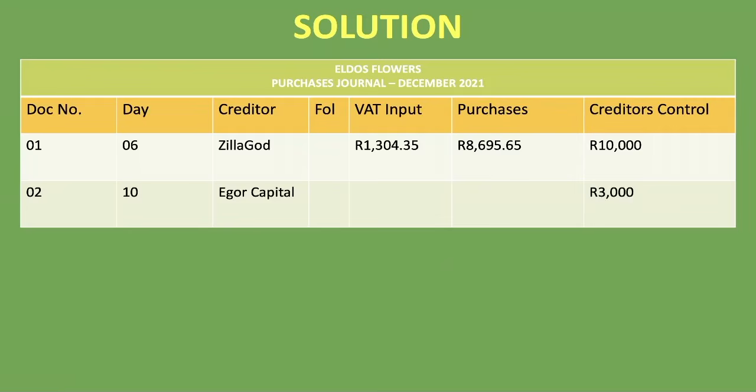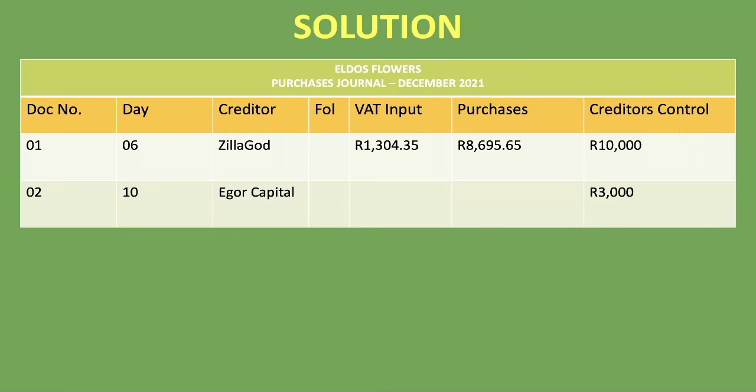Now it's important for me to mention here that you must pay attention to your details. Here we're told VAT is included at 15%, and I know I'm repeating myself, but the reason is that sometimes you may be told that VAT is excluded in all the amounts. If VAT is excluded, then whatever amount you are given, you would not put under the creditors control column, you'd put it under the purchases column, and then you'd have to calculate your creditors control column and your VAT input column. So I hope that has made sense.